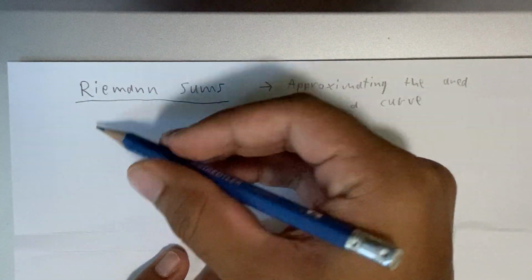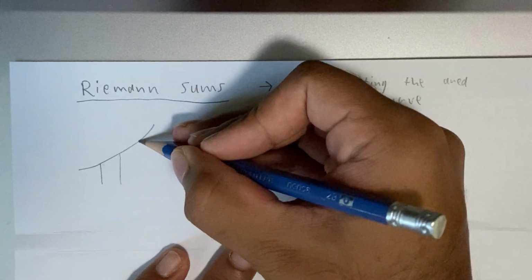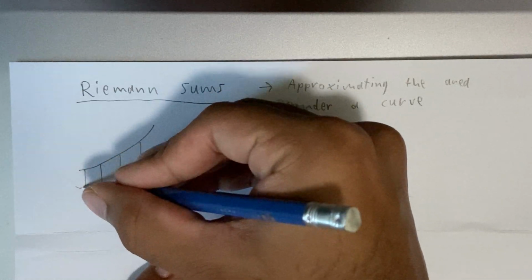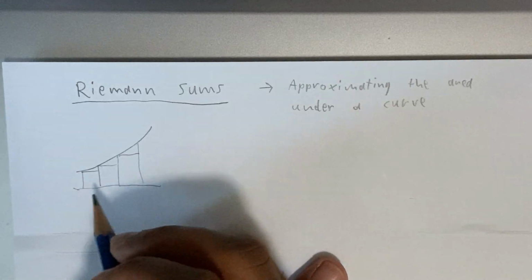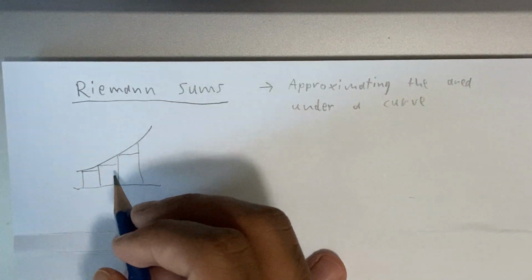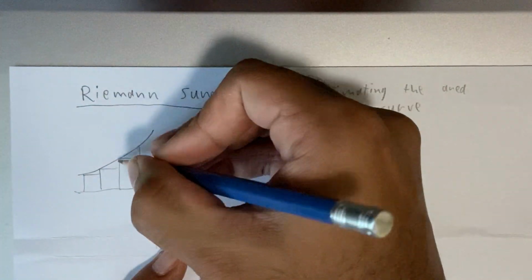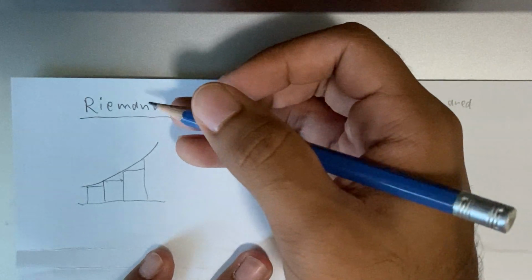And they do so by, if you have a curve, you divide the curve into intervals and then treat the intervals as rectangles, and with those rectangles you find the area of the rectangles and you can approximate the area under the curve. So there are different types of Riemann sums because there are different ways to do this.